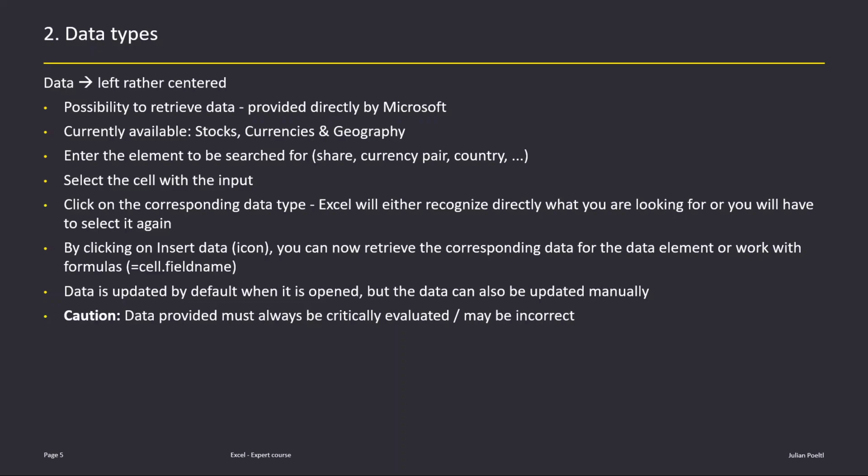Then you need to select the cell with the input, click on the corresponding data type, and Excel will recognize them, or you need to select the data type out of different things. For example, if there are different stock tickers available for the stock you want to search for. Then you need to click on insert data, and now you can retrieve that data from the data element, and the data is also updated as before, but you need to be cautious. The data provided must be critically checked and could be incorrect.